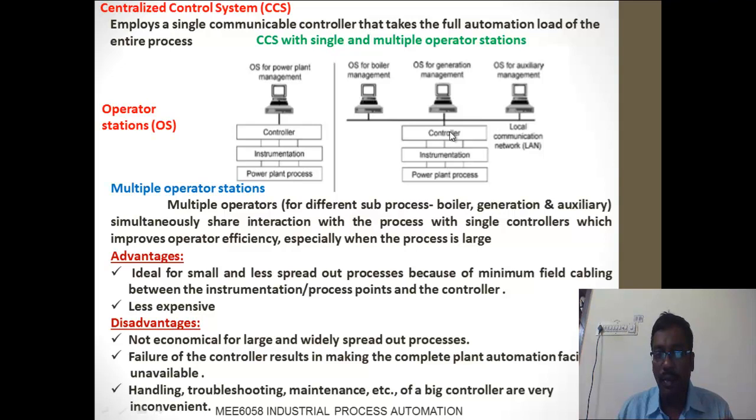And here, the importance of this is, we are having only a single controller subsystem, and the single controller subsystem will take care of the entire subsystems and transfer data to the several human interface subsystems. That is called operator systems. The OS indicates operator systems.